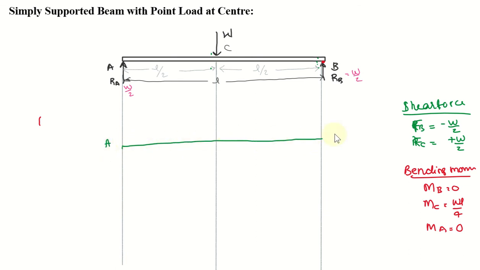This is A, this is B, and this is C. And if you see, the shear force is minus W by 2 at B, and there is no force acting between B and C, so that W by 2 will be continued up to C. And at C, that will be plus W by 2, suddenly that goes to plus W by 2, and there is no force in between C and A, so that will be continued up to A. So the reaction is equal to the reaction force at A.